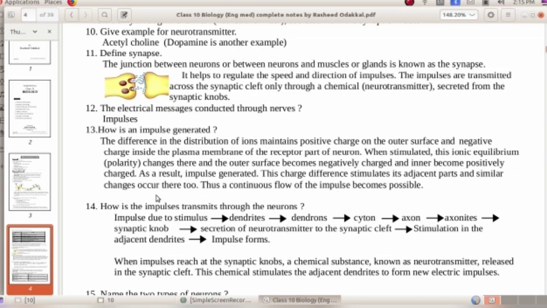Then, the path of the impulses in the neuron. First one is dendrite, and then dendron, then cytone, then axon, axonite, synaptic knob, and neurotransmitter is secreted from the synaptic knob to the synaptic cleft, and it stimulates the adjacent dendrite. That means the dendrites of the next neuron, and impulses are formed.